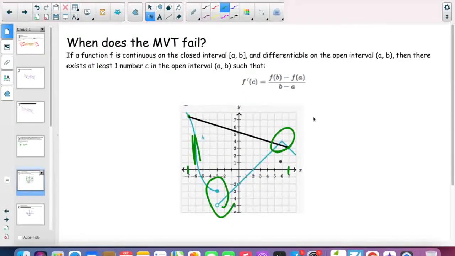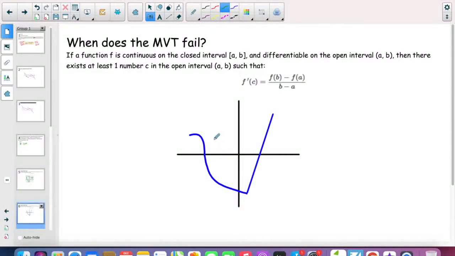So since this function is not only not continuous, but it's also not differentiable within the interval, we can't say that there's definitely going to be a number c between a and b where the instantaneous rate of change is equal to the average rate of change, or that the slope of the tangent line is equal to the slope of the secant line.